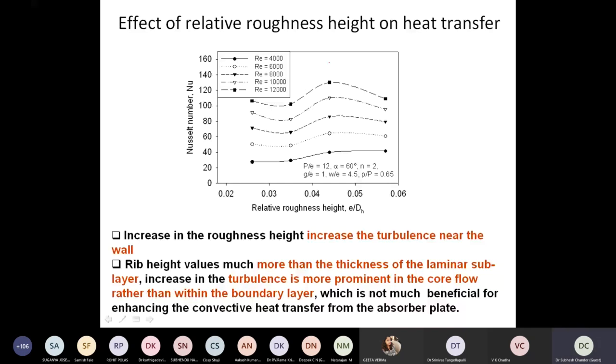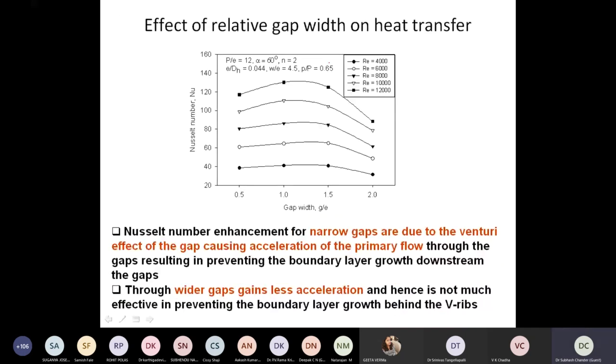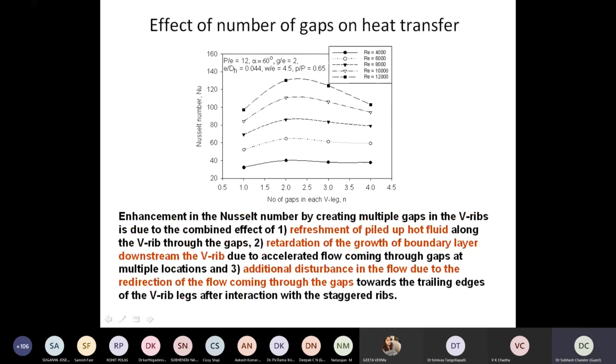Because of the time constraint, I'm just rushing through my slides. We could see that if the gap is the same as the height of the rib, then the gap width will give us the optimum heat transfer. If the number of gaps is 2, not a very large number of gaps, heat transfer was maximum. So this is the tentative flow structure that we could see.